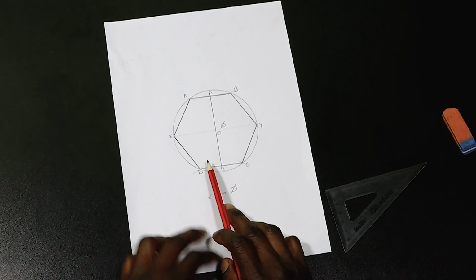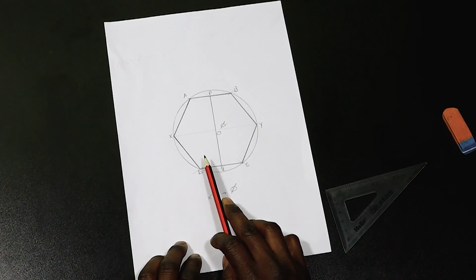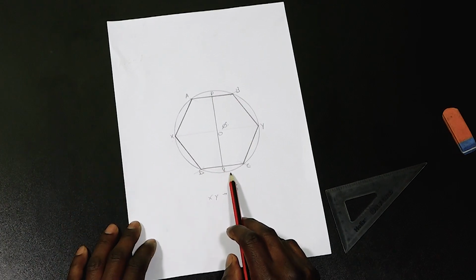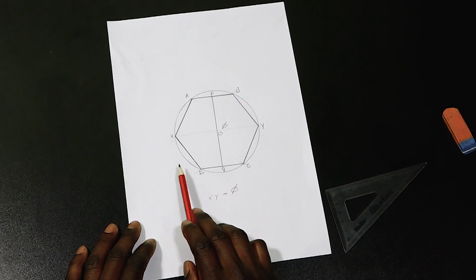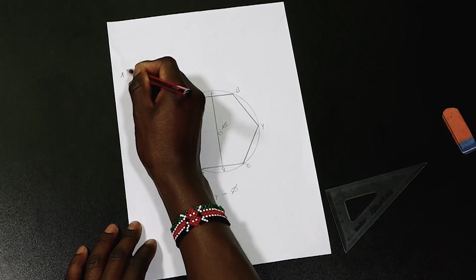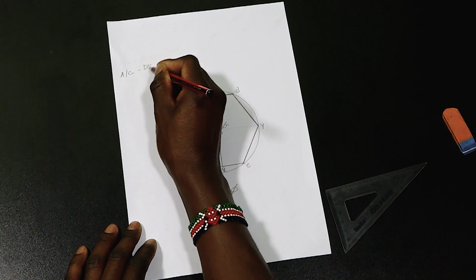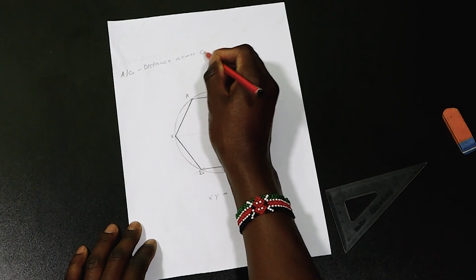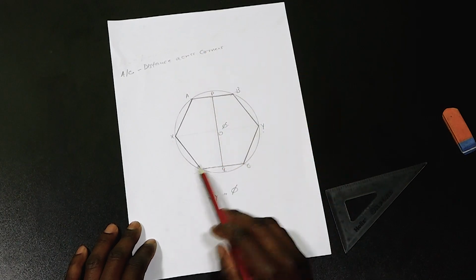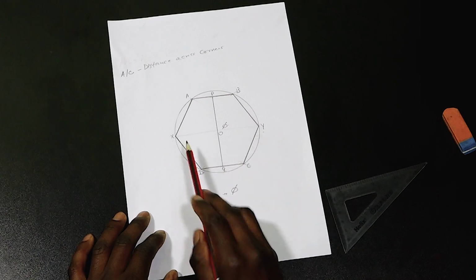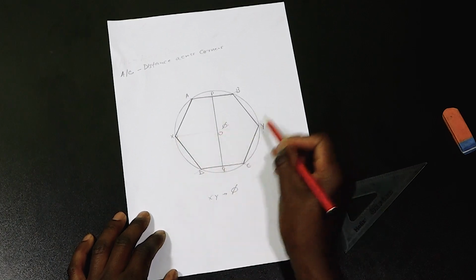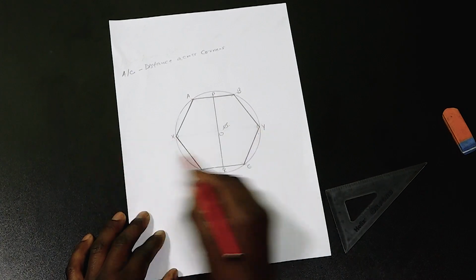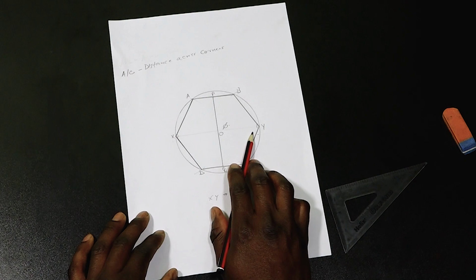The second abbreviation that we are going to talk about is the AC. AC is the distance across the corners. Look at the diagram. We have corner at X and corner at Y. So the distance from X to Y is what we are calling the distance across the corners.